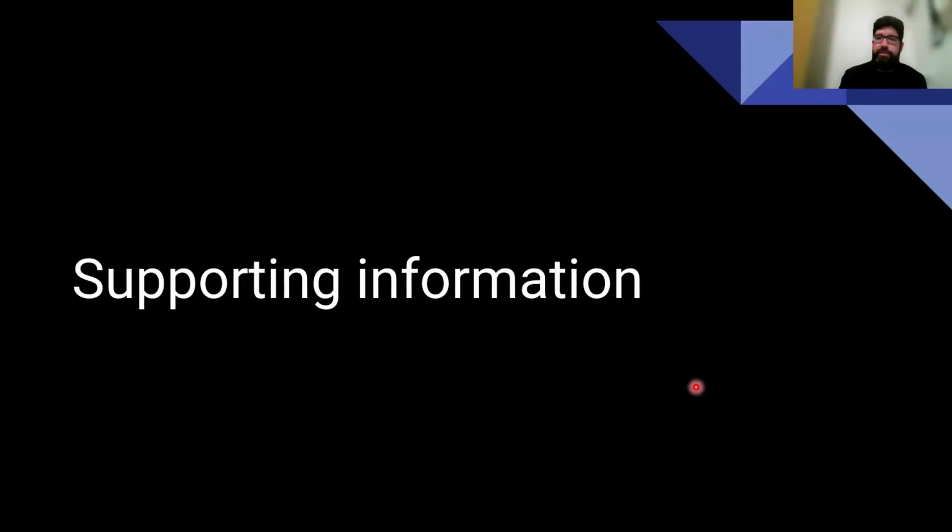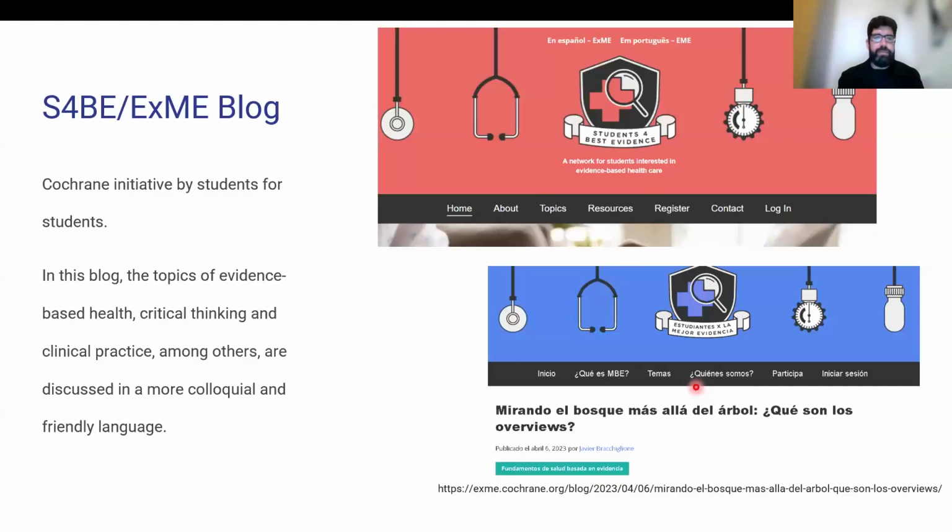So some supporting information, just to be finishing. These are in order from the list, from the most basic to the most complex one. First of all, Cochrane has these initiatives, starting with Students for Best Evidence, or Estudiantes por la Mejor Evidencia, that is the Spanish version of this.